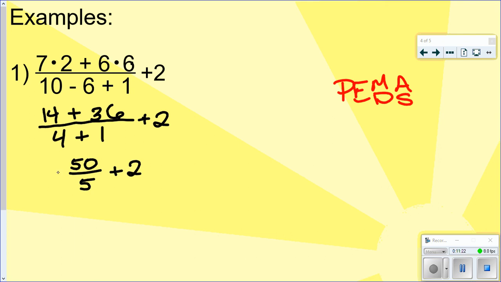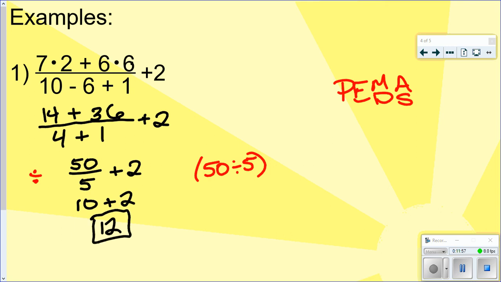And again, some of you freak out and say, I don't like fractions. I know you don't, but this is really just nothing more than division. You're just taking the first number, the numerator, the top number, and dividing it by the denominator. So all you're really doing is you're just doing 50 divided by 5. So 50 divided by 5 is 10. And now the last thing we're going to do is this plus 2. So 10 plus 2 gives me 12.